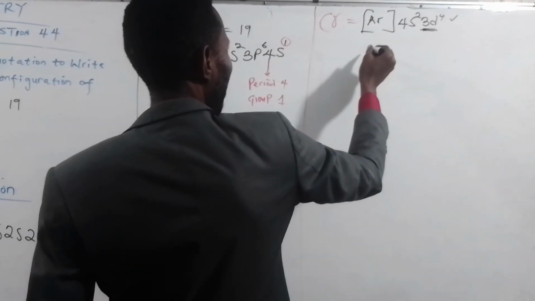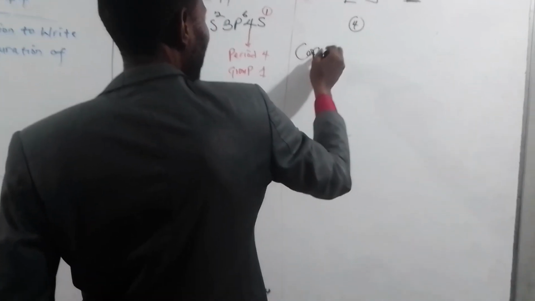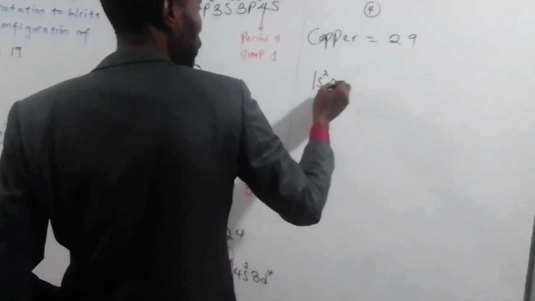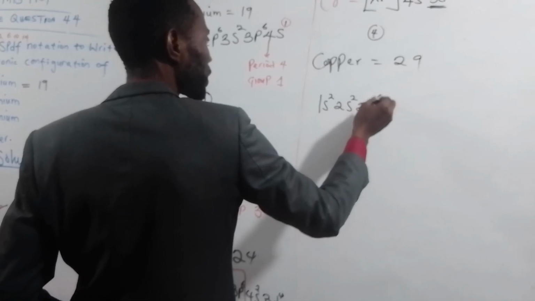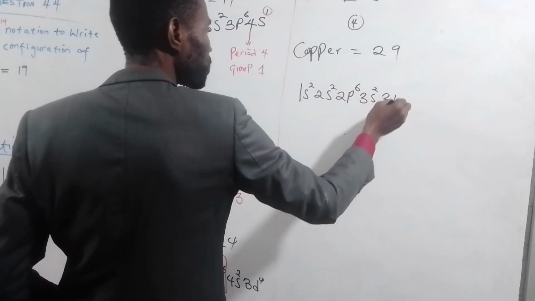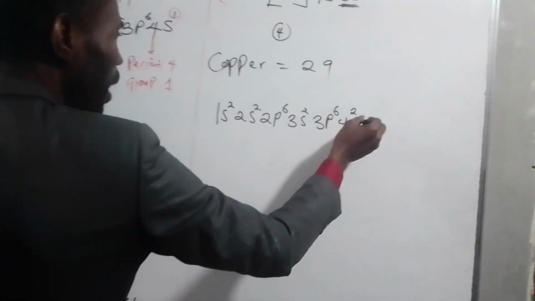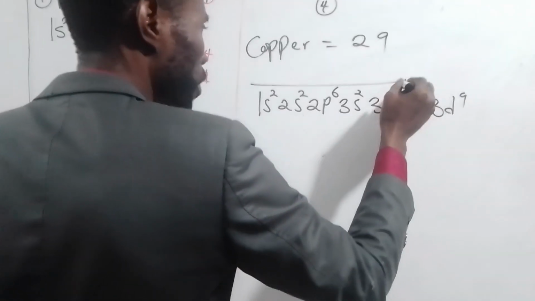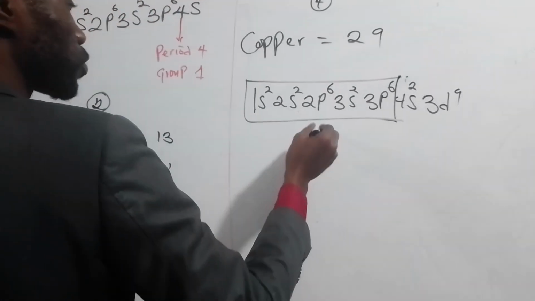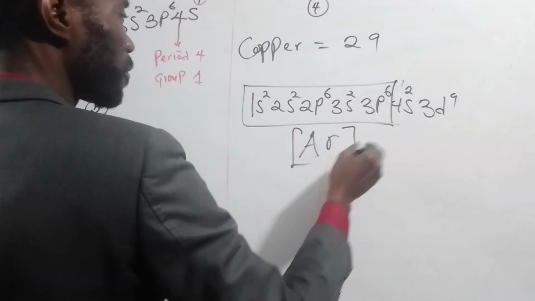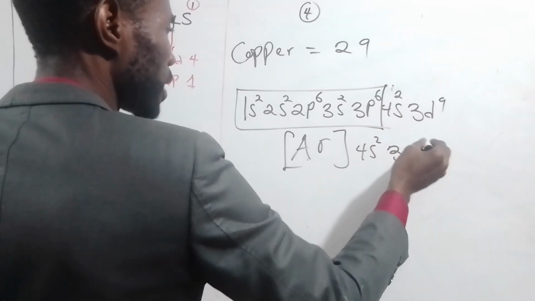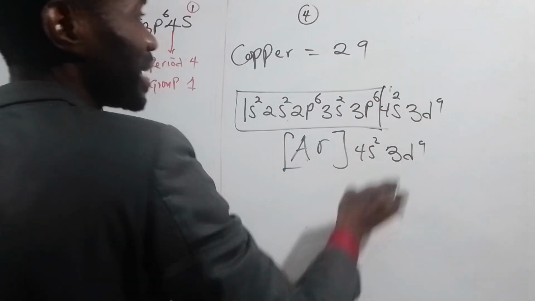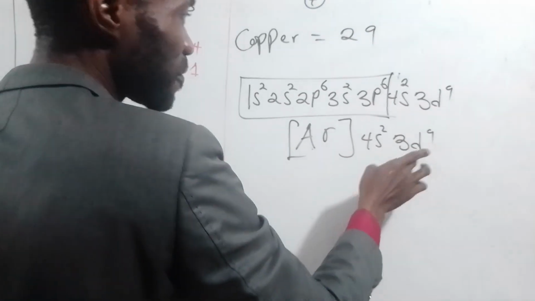And number 4, copper. Copper is also a transition element with atomic number 29, written as 1s2, 2s2, 2p6, we have 3s2, 3p6, 4s2, and we have 3d9. If you look at it also, from here down to this point here is argon. So copper can also be written as argon, and we have 4s2 and 3d9, especially for those of you writing JAMB. Now these two elements show what we call singly filled stability and completely filled stability.